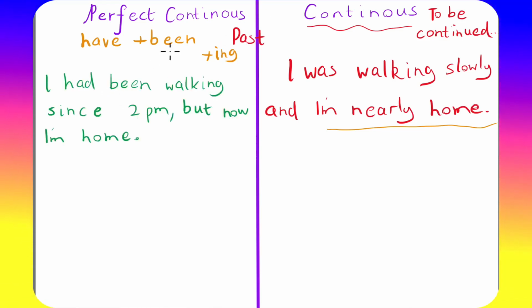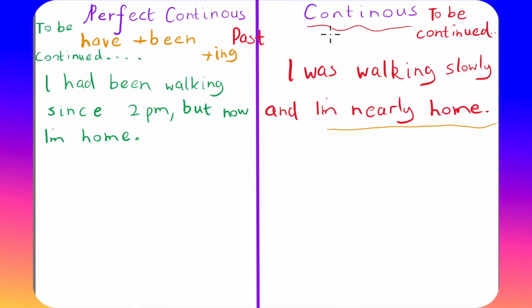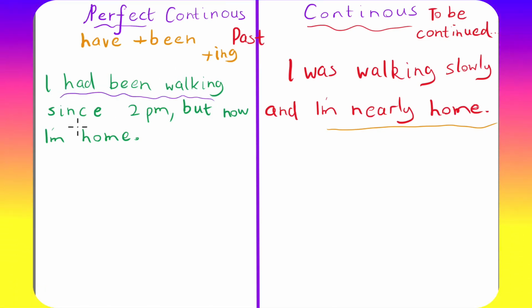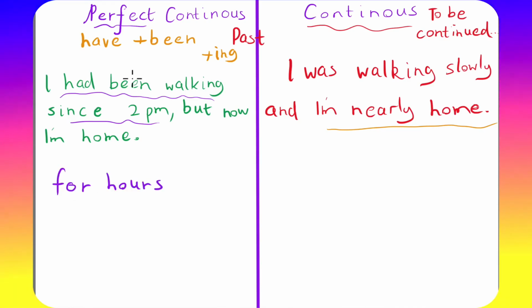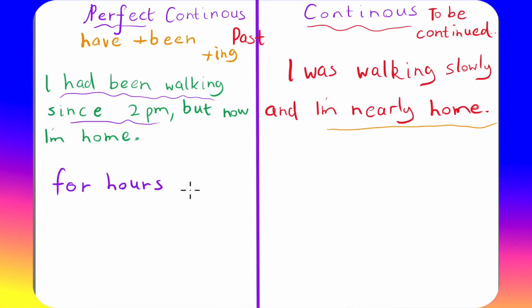Here we have a similar situation. We still have a to be continued moment. I want you to observe perfect. In the end, even though it is continuous, I had been walking since a certain time. Here we're giving a general idea of how long we were walking. You could even say for hours. I had been walking for hours.